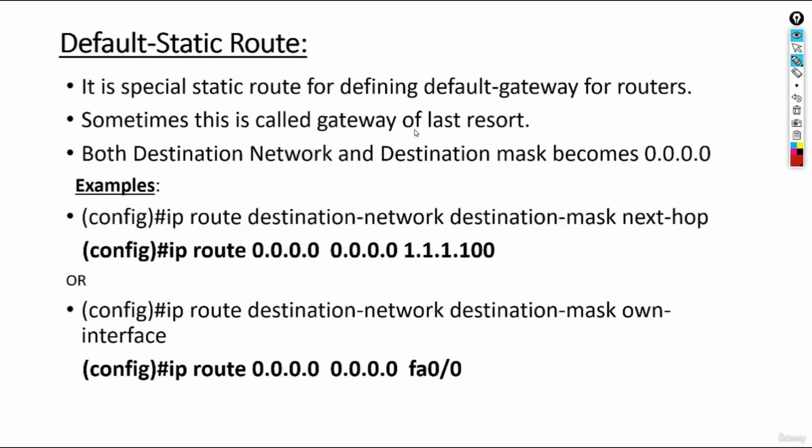Sometimes you learn the default route by using a dynamic routing protocol, or you can manually configure a default static route. In the default static route, both destination network and destination mask become 0. These are examples of default route. One is ip route 0.0.0.0 0.0.0.0, then you put the next hop 1.1.1.100, or you can type ip route 0.0.0.0 0.0.0.0 with the interface FA0/0. Same as above, administrative distance is 1 here, administrative distance is 0 here.